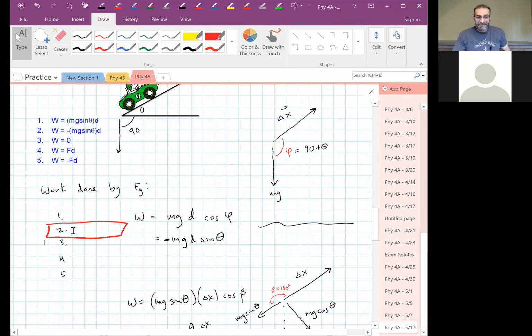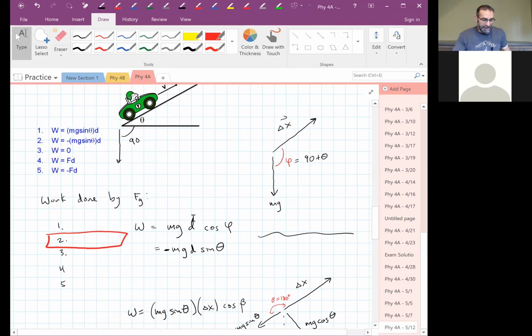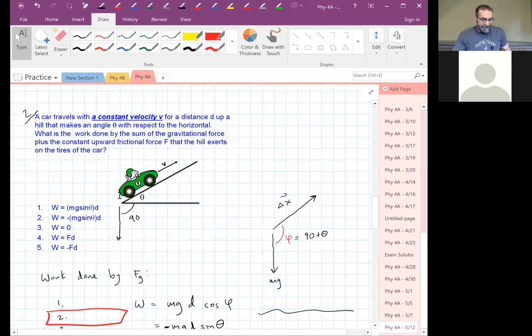that's where we're headed. Okay, we've got a car going up a hill and it's going up the hill at constant velocity. And we know that there's a force pushing it up the hill, right? The friction force is pushing it up the hill. And we know gravity is pulling down the hill. And so we want to know what's the net work being done on this box by the sum of those two forces. Okay, that's the question. I'll launch the poll.